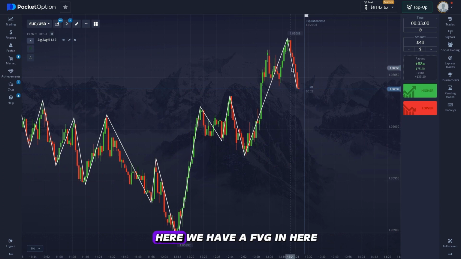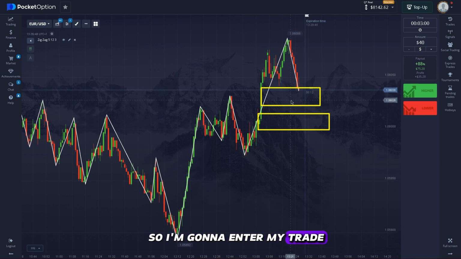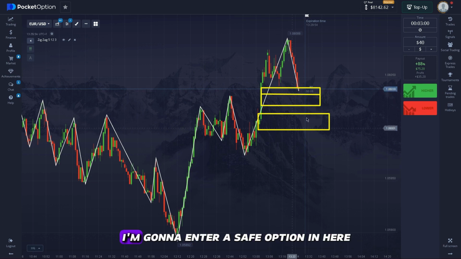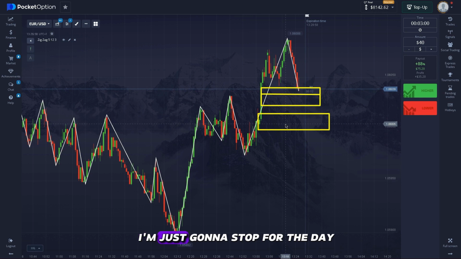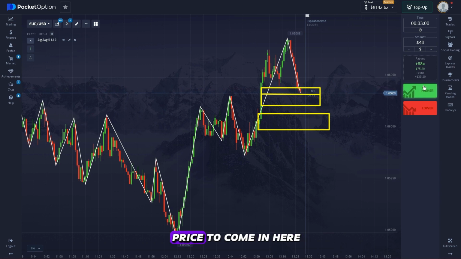Okay, so guys, here we have a FVG, and this is our order block here. I'm gonna enter my trade somewhere around this point, and if we lose that trade, I'm gonna enter a safe option in here. If we lose that, I'm just gonna stop for the day, and that is my money management for this trade. So I will just wait for price to come in here.